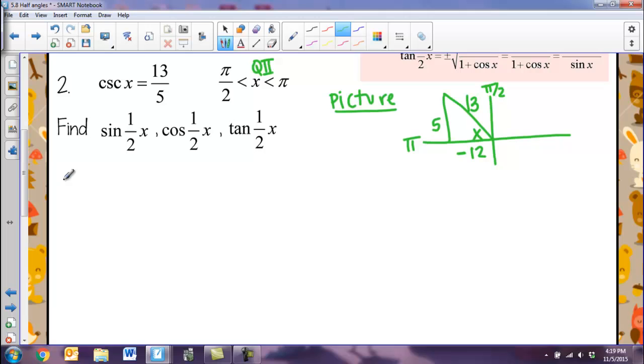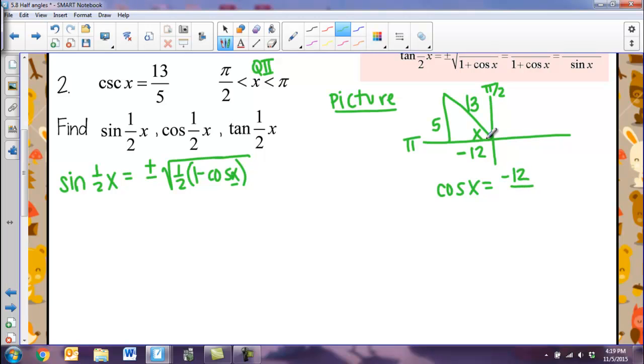So if I want to find the sine of 1/2 x, or the sine of x over 2, I'm going to go ahead and look at my formula chart, and we're going to be doing that first formula. So plus or minus the square root of 1/2 times 1 minus cosine x. Now x is that angle that we drew over here, so I can just go into my picture and I can find that the cosine of x is equal to the adjacent over the hypotenuse, and now that's the value I'm going to plug in for cosine of x.